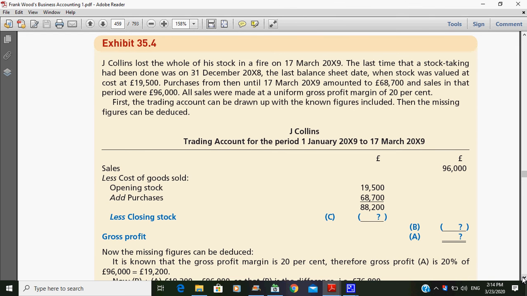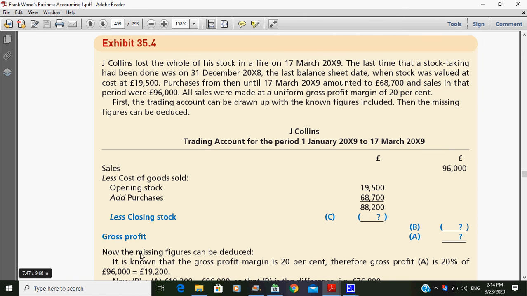Now in this case we're using a what? Gross profit margin. Therefore, you're going to find 25% of what? Of the sales figure. Good? 10% of the sales figure, I mean.